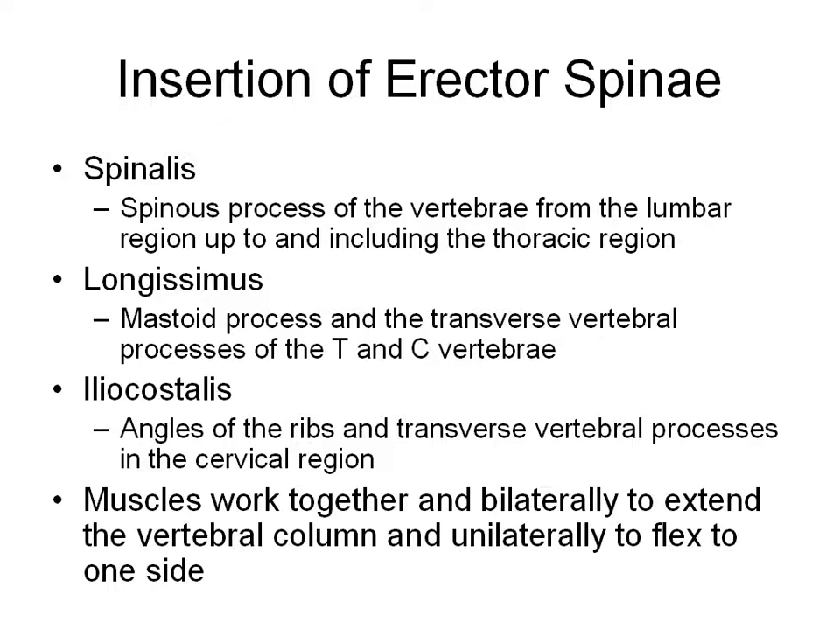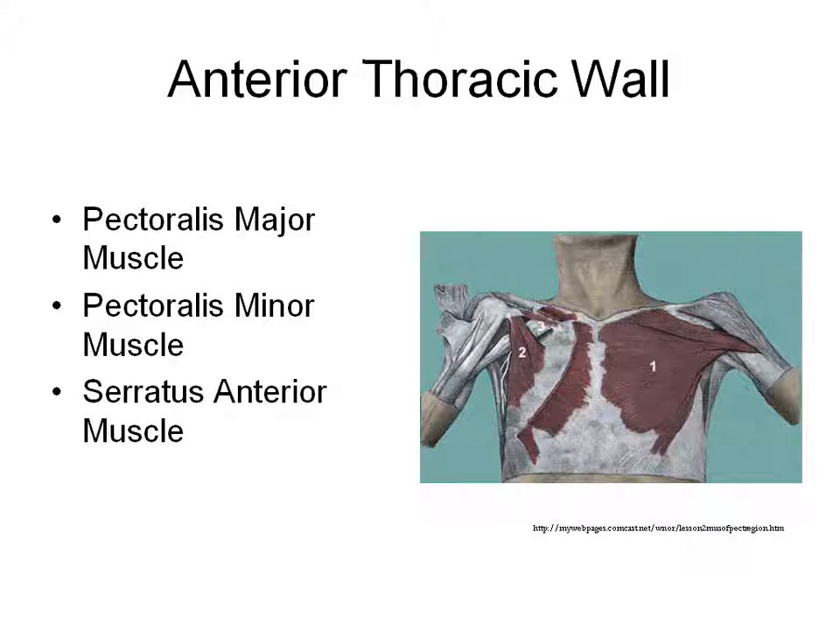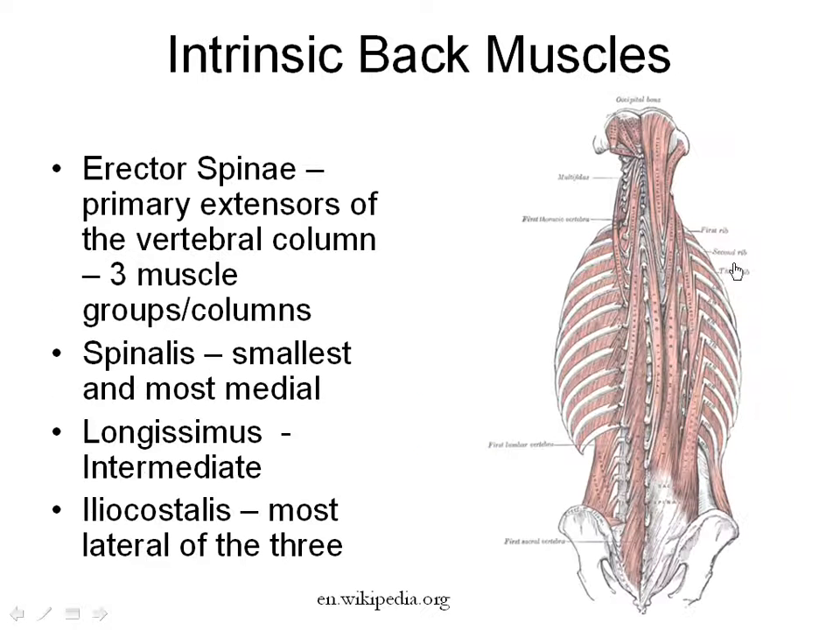When you use all three muscles together on both sides, you can extend the vertebral column. If you bend from your hip over to the right side, that's going to be flexing, and also to the left side, that's using only one set or the other. So let's just go back and look at that picture again.